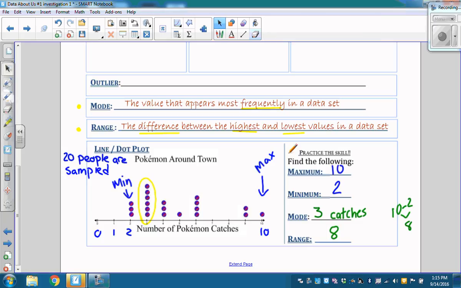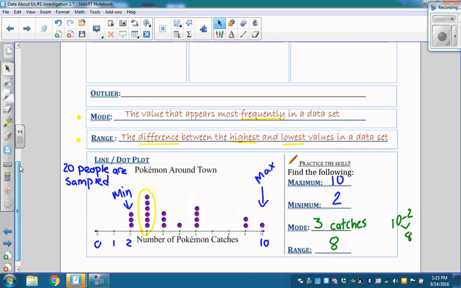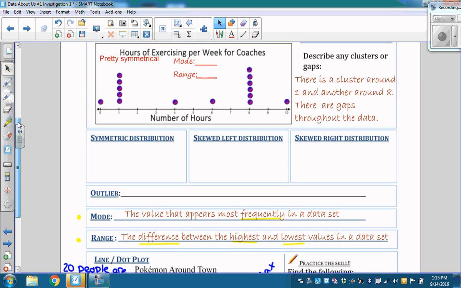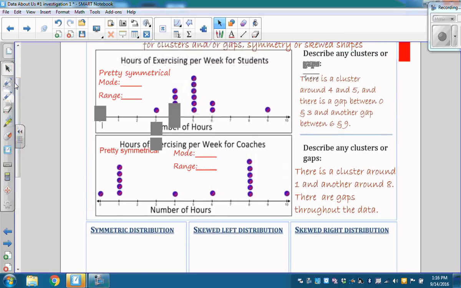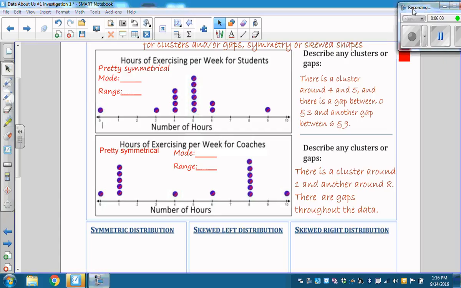Okay, so what I would like you guys to do is to repeat some of that process with the graphs we looked at yesterday. Even though it doesn't have this typed in on your paper, mode and range, go ahead and write in mode and range. And then we'll compare answers.